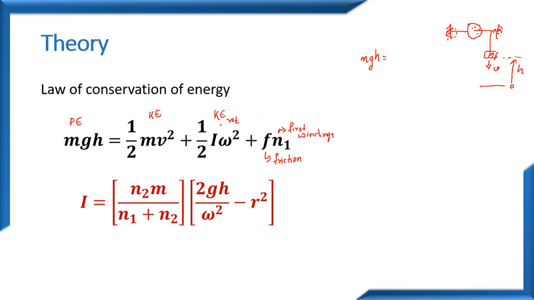So the potential energy which is stored here is used up as the kinetic energy of the mass falling, as the rotational kinetic energy of the flywheel, and also in friction. Therefore, we can equate these three as mgh is equal to half mv square plus half I omega square plus F n1.